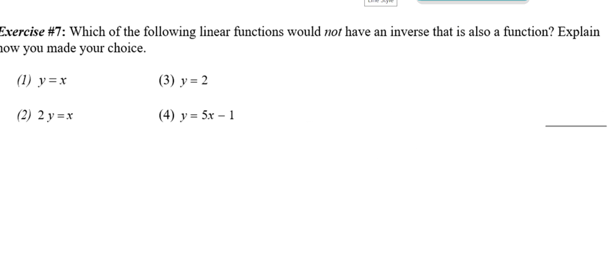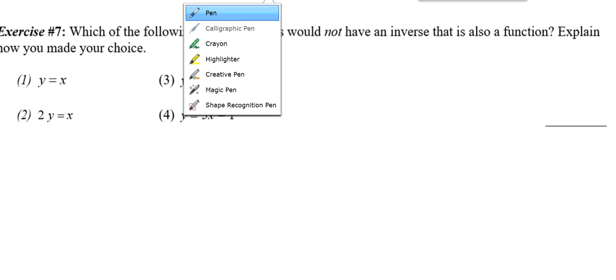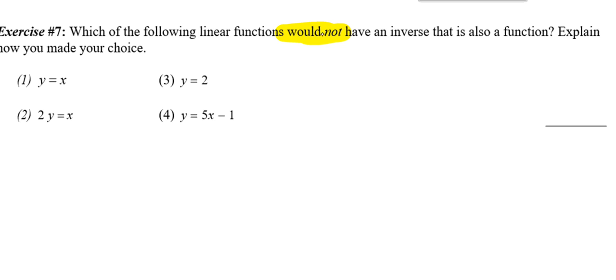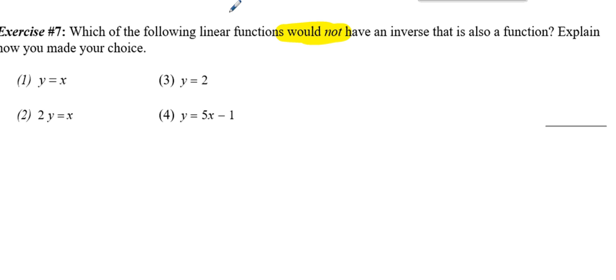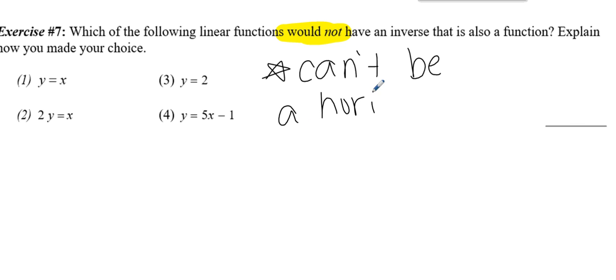The last example we have is exercise 7. Which of the following linear functions would not have an inverse that is also a function? So the key term here is would not. Okay? Would not have a function. So we need to look to determine which one would not be one-to-one. Remember we said back in exercise 1, letter A, there is a clue there. It cannot be a horizontal line, okay?